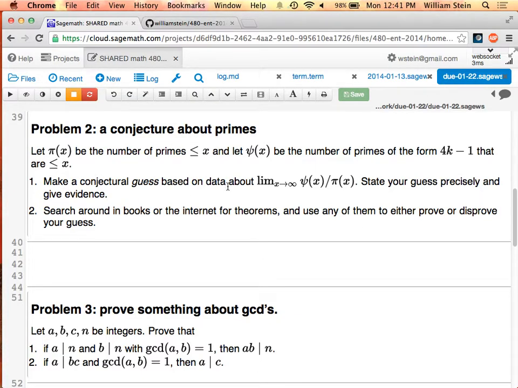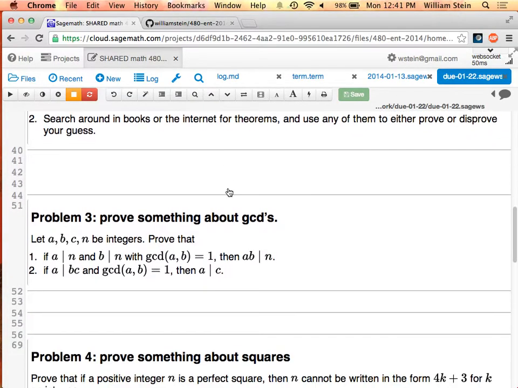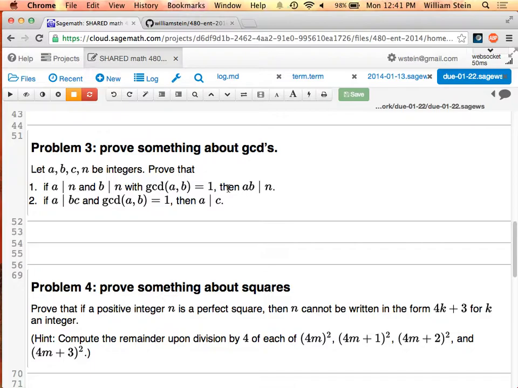And if you're bored and the homework's too short, you could do the same problem for k plus 1. Instead of -1, put +1 there. Here's some problem that just asks you to prove a few little things about GCDs. Just kind of practice working with the definition.